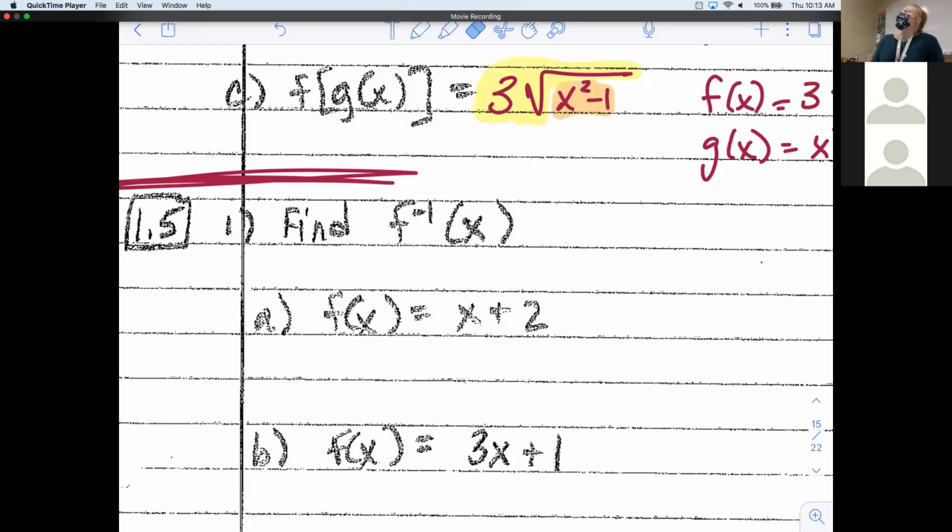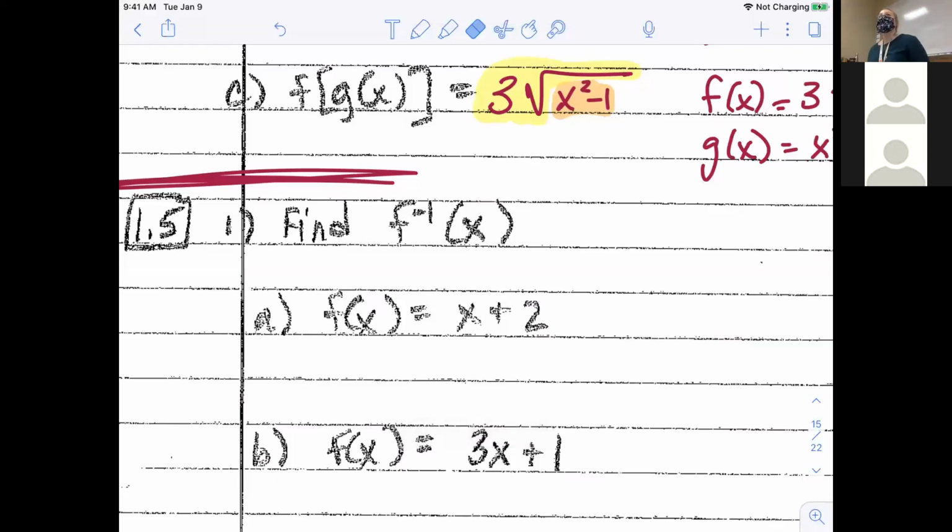So we are on lesson 1.5. We did our test on 1.1 to 1.4, and now we're on 1.5. We have 1.5, 1.6, 1.7, and then we're up for another test.